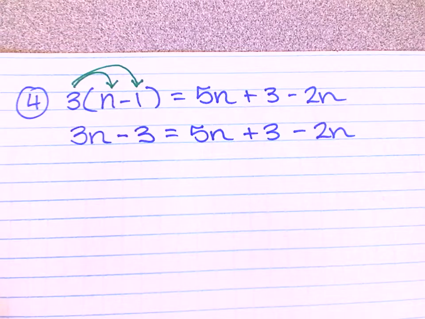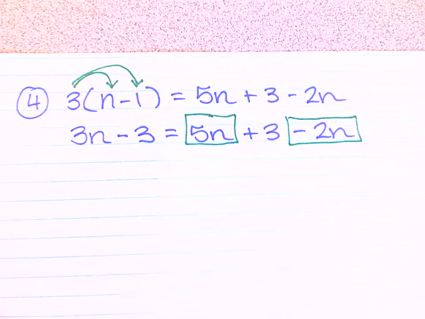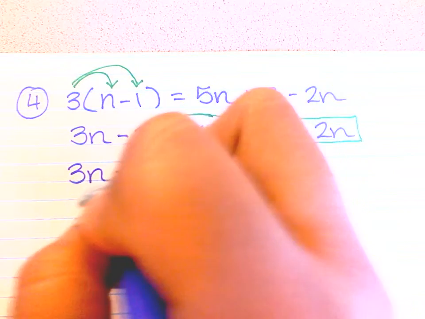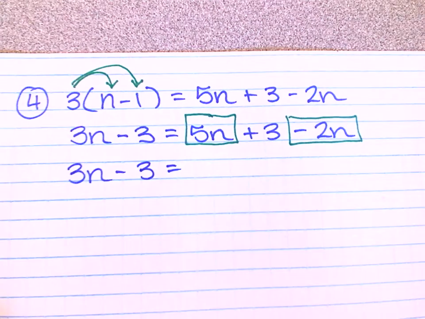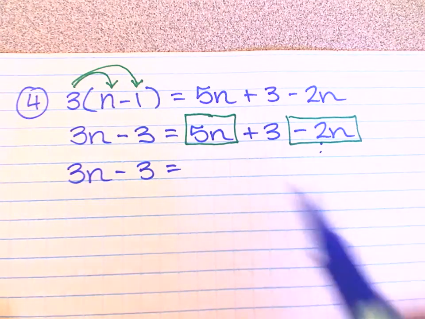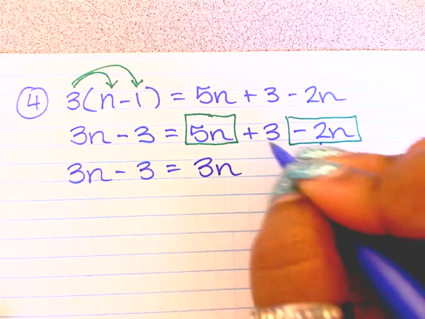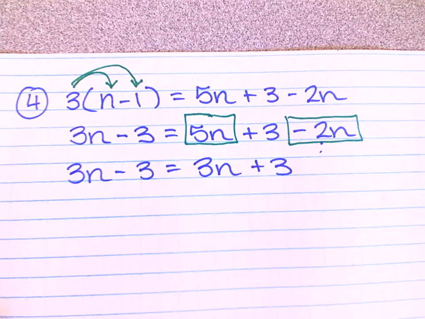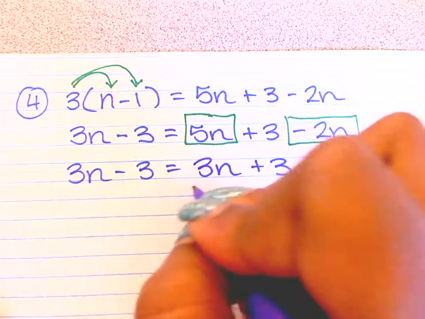Now I'm going to simplify the right side because I see, oh look, like terms. So this side's going to stay the same, 3n minus 3. But now I have like terms. 5n minus 2n. 5 minus 2 is 3n. And then I have my plus 3. Now I need to get my variables on one side. So here I go. 3n. Got to get rid of you.